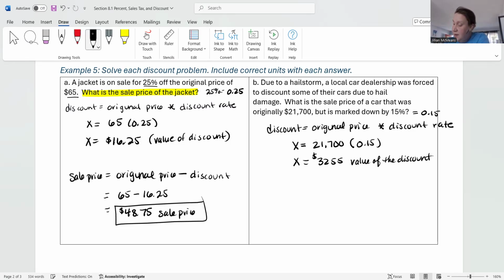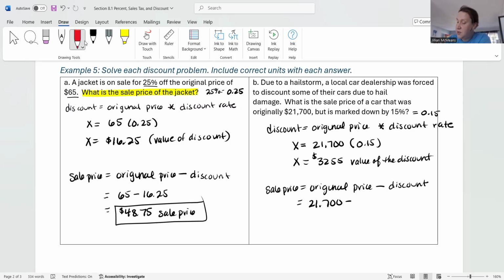Now what we need to do is find the sale price. So the sale price is the original price minus the discount. So the sale price is going to equal 21,700 minus the dollar value of the discount. And the dollar value of the discount is right here. So we want to subtract 3,255. So that means we just do the subtraction on a calculator. So 21,700 minus 3,255. That means we would actually pay $18,445. And that's our sale price.